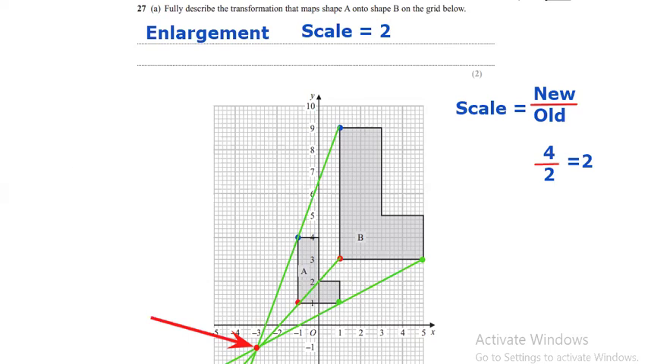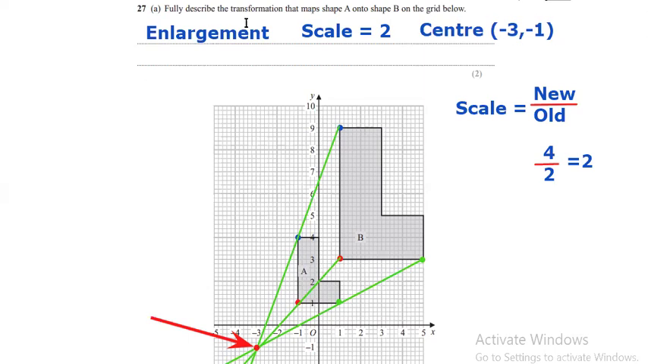You just write the coordinates of the point in the question. So you will say the center of the enlargement is at these coordinates, which is (-3, -1), like this. And then you close the bracket.